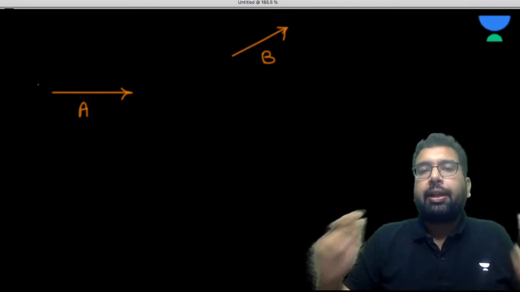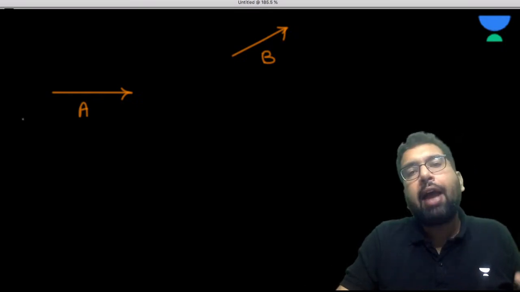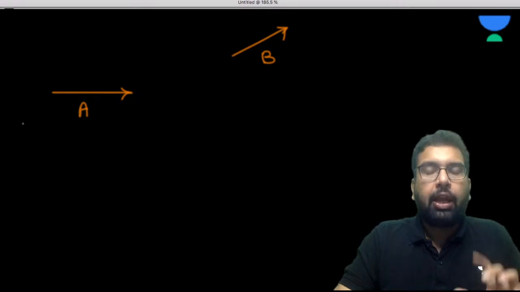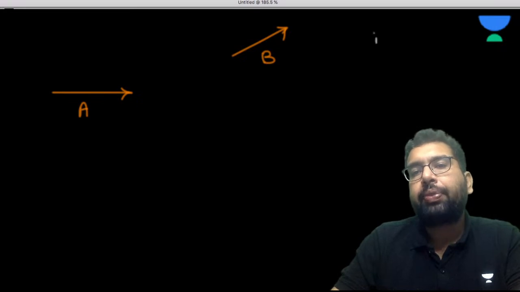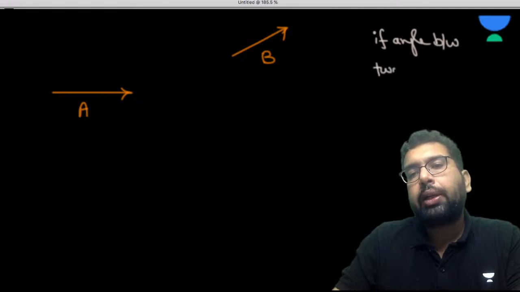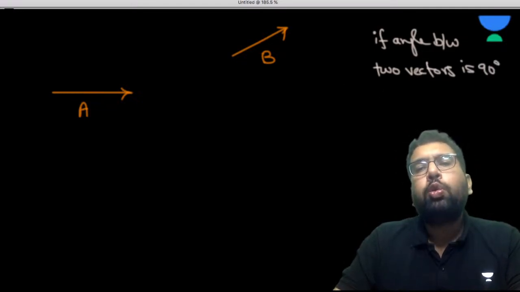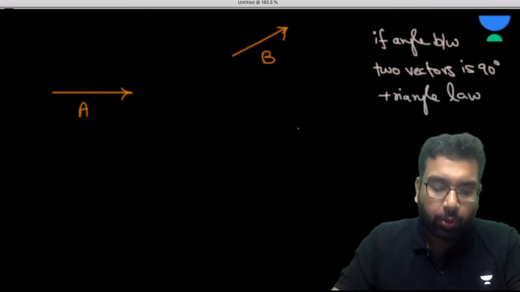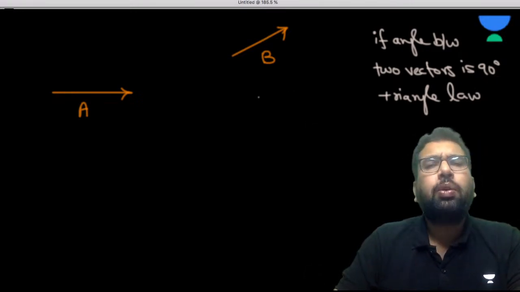First, I have to choose whether to go with the law of triangle or the law of parallelogram. I'll give you one tip here. Whenever the angle between two vectors is 90 degrees, you go by the triangle law. It will give you a very easy, very quick result. So if the angle between two vectors is 90 degrees, you can always use the triangle law.